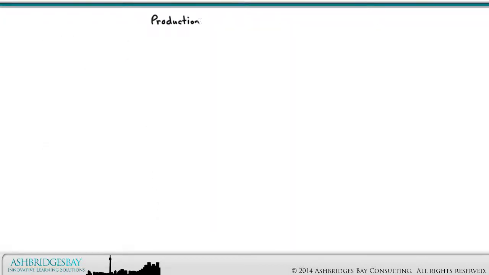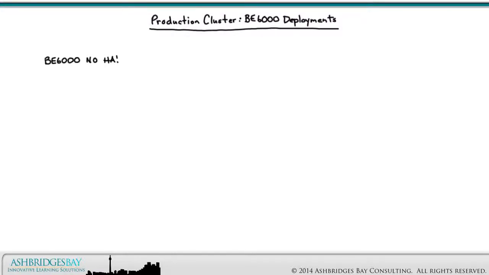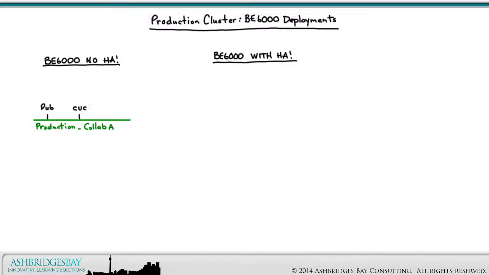Let's take a moment to look at our production cluster for BE6000 deployments. We have two options. We have a small deployment and don't need a high availability solution, or we need a high availability solution. If we have no HA, we only need the Production Collab A VLAN. We'll put our CUCM and CUC publishers on this one VLAN. All of the services that we need will be activated on the publisher.